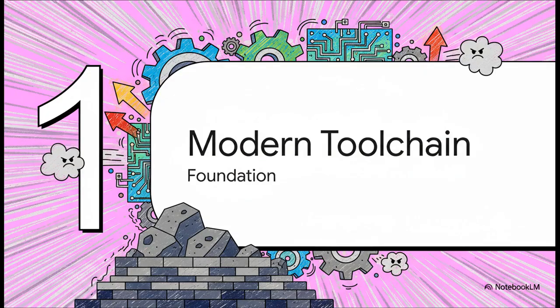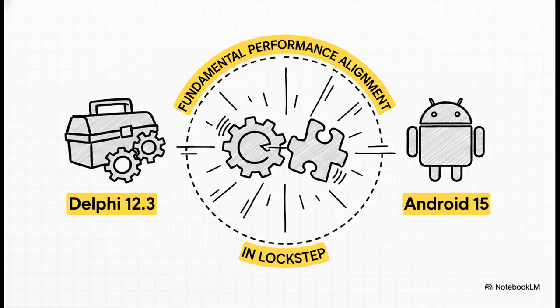Okay, so how do we take on these three performance killers? Well, it all starts at the very bottom, with the foundation, the compiler, and the toolchain you're using. You just can't build a race car on a rickety frame. And here's the thing that's absolutely critical. Your tools have to be perfectly in sync with the operating system you're building for. Take Delphi 12.3, for example. It's built to align directly with Google's latest rules for Android 15, supporting its newest SDK and NDK. And this isn't just about getting new features. It's about making sure the very core of your app works the way the OS is designed to work.